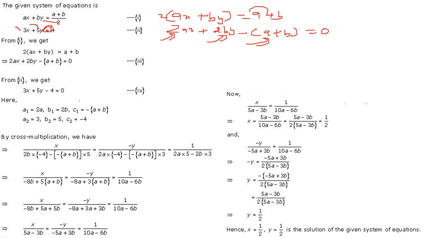We bring it here. These are the values. Do the cross multiplication, you will get x and y. And this x is half and y is half. The solution is in front of you. There is simple manipulation, nothing else.